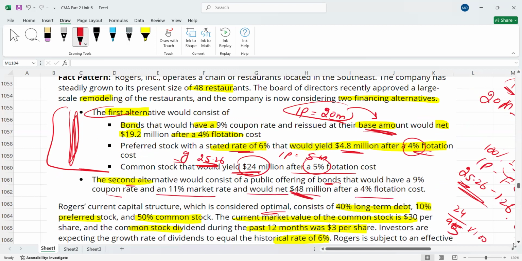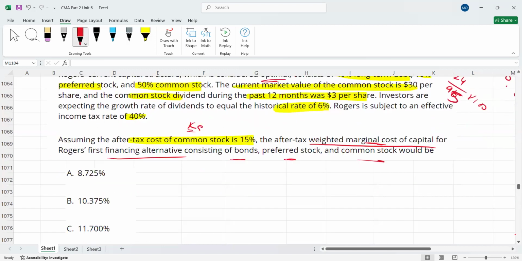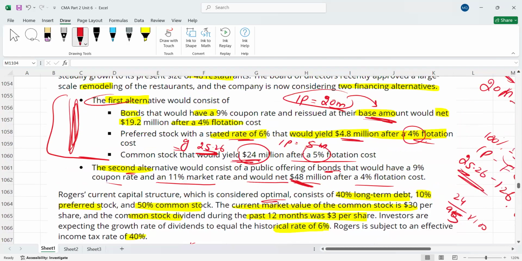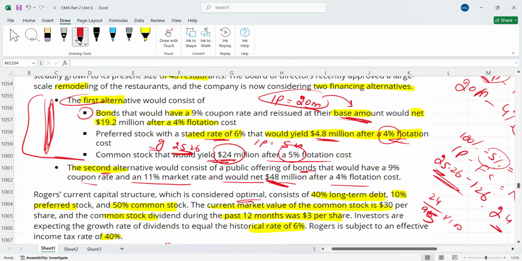Cost of equity has already been given for the common stock. 15% is given. So now you have to work on two things, because there are three sources, right? Under the first option, the first source is the debt. How will you calculate the cost of debt? Can you apply the formulas? I'll remove these things now.